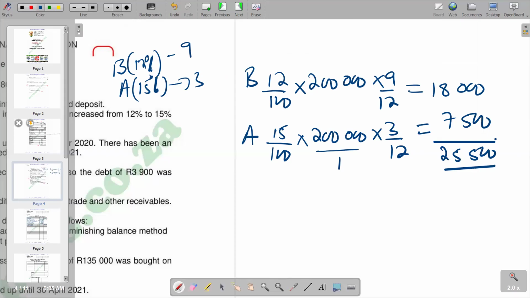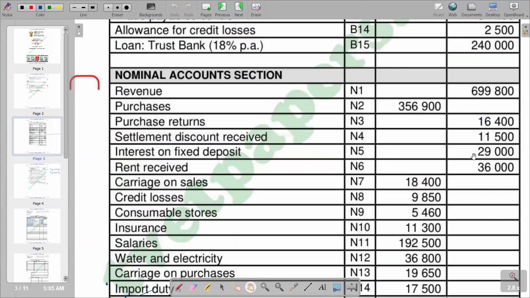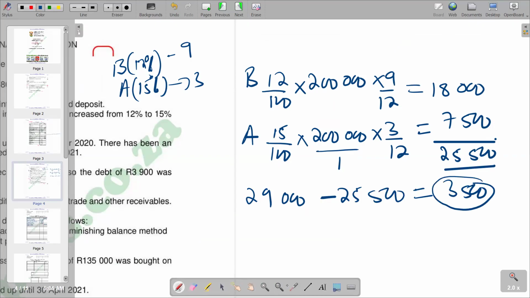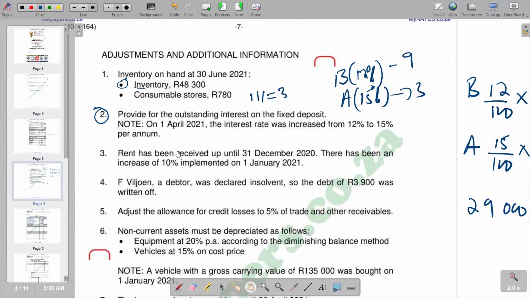If you go back and check, what was actually received for interest on fixed deposit is 29,000. So we received more than what was supposed to be received, which means income was received in advance. We want to see by how much we received in advance, so we say 29,000 minus 25,500. Let's see what we get: 3,500.